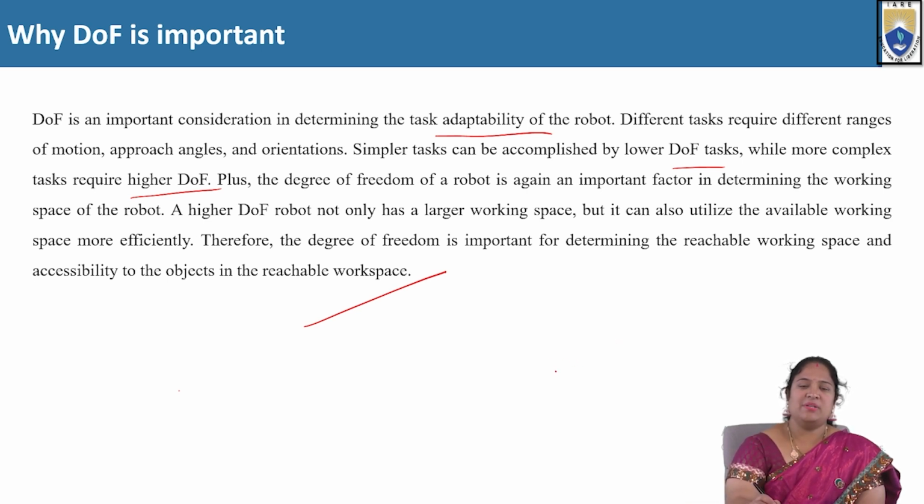In the next class we will discuss the accuracy, repeatability, and precision of the robot. What is the importance of accuracy? What is the importance of repeatability or precision movement of the robot? All that we will be discussing in the next class.